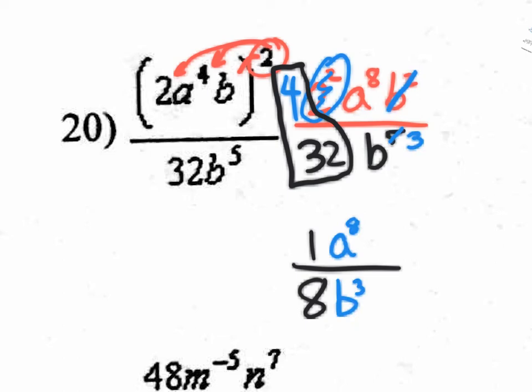So that's our answer, but the 1 right here is unnecessary. They're going to not write it on the multiple choice answer. It's just going to be a to the 8th over 8b to the 3rd. That is your answer.